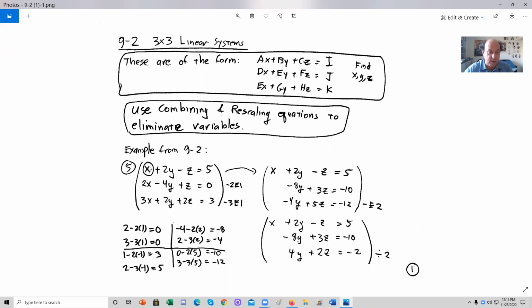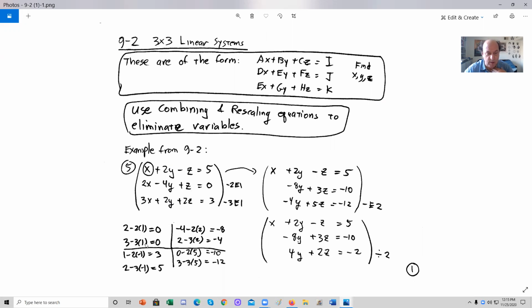All right, and so let's see. 2 minus 2 times 1 is 0. So this is a 0. 3 minus 3 times 1 is a 0. So this is a 0. Here we have a 4. 4 minus 2 times 2 is a negative 8. So we put a negative 8 here. 2 minus 3 times 2 is a negative 4. So we put a negative 4 here.